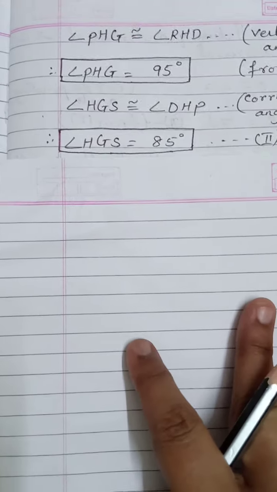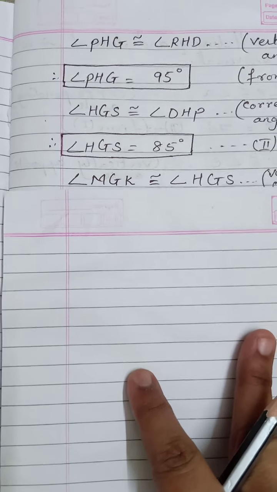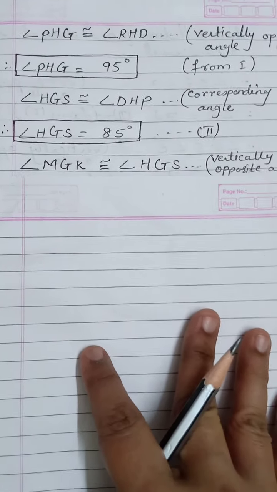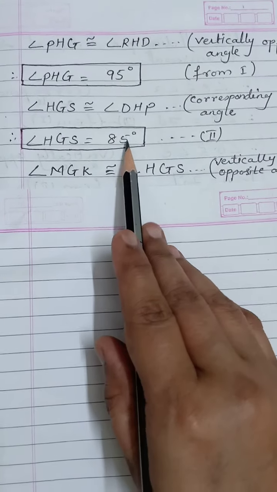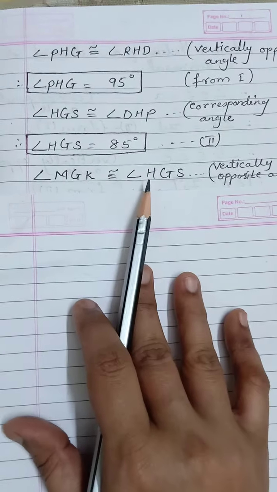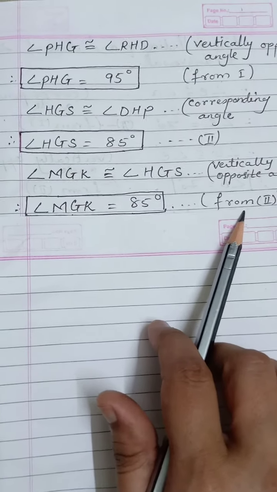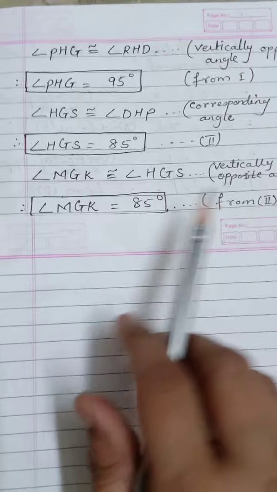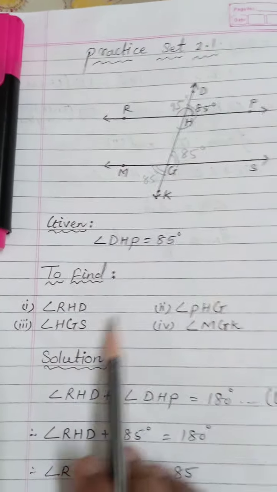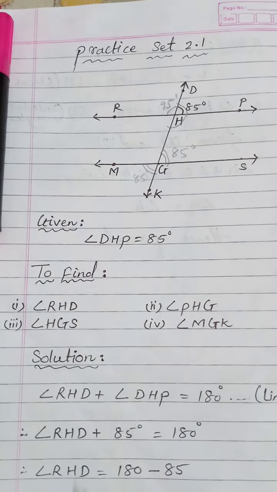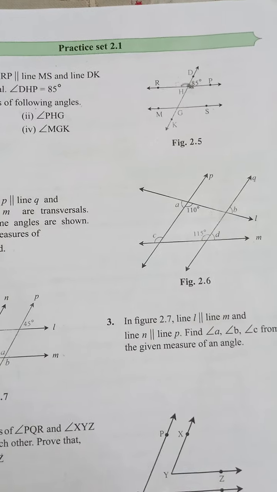So see, we will take here angle MGK is congruent to angle HGS by vertically opposite angles, and HGS we already know is 85 degrees in equation number 2. So we will take 85 degrees, and we have to mention here it is from equation number 2. So in this way we have completed, and we have got the value of all these 4 angles. So we have completed our question number 1.